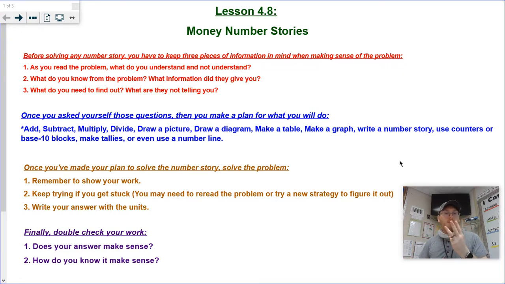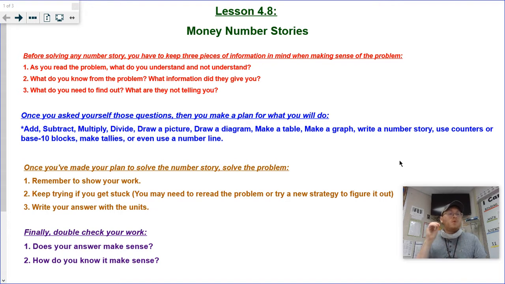Number three, what do you need to find out? What are they not telling you? What information do we not know yet that we need to find out from the problem? So those are the first three questions I have to ask myself. What do I understand or not understand? What information did they give me? And finally, what are they not telling me? What do I need to solve?